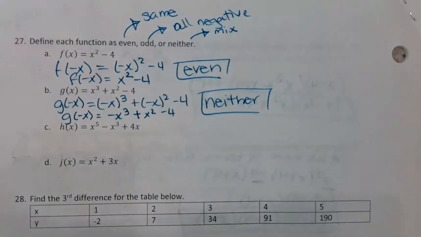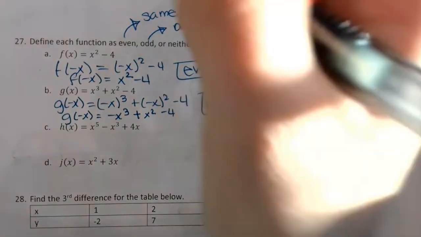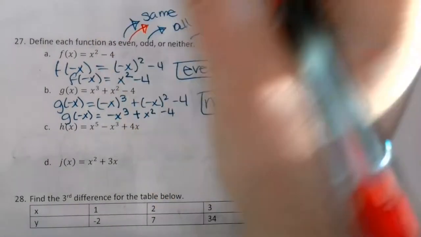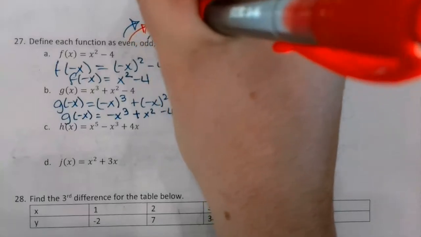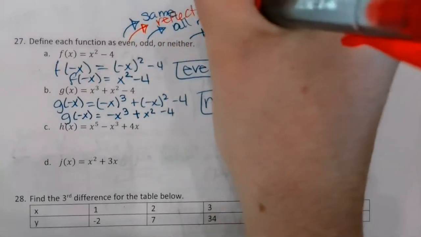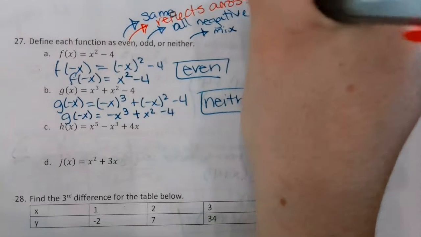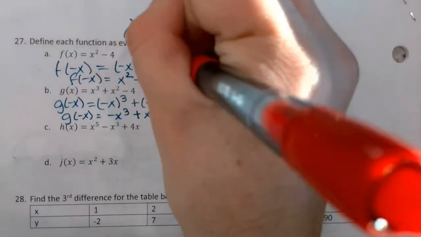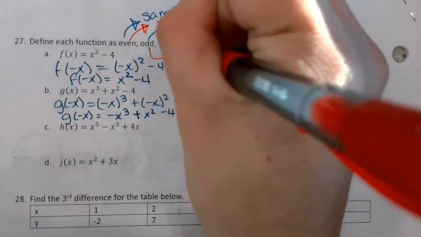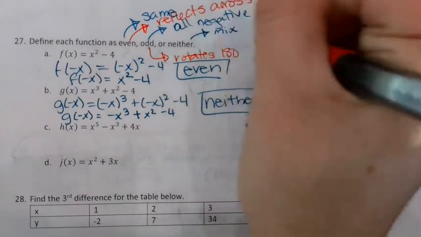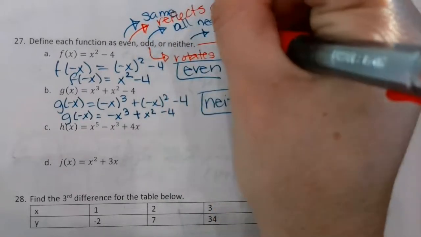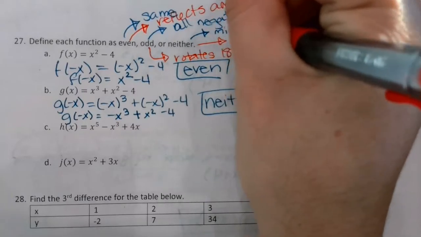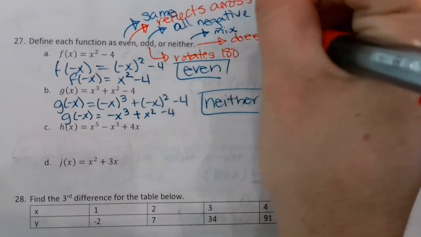Okay. If I'm doing the graphing way, even reflects across the y-axis. Odd rotates 180. And neither does something weird.